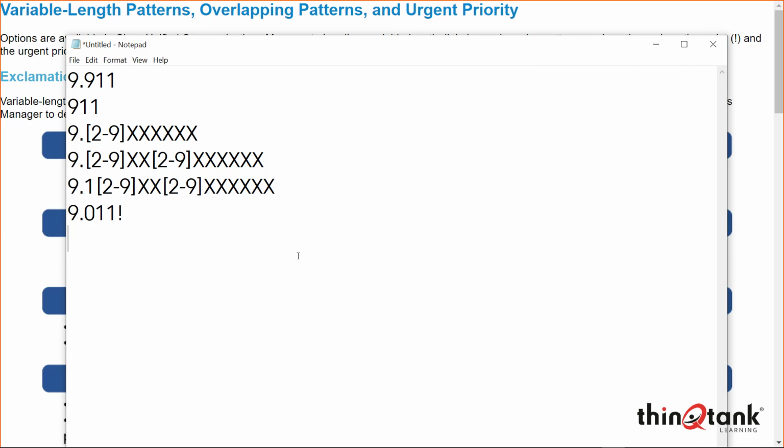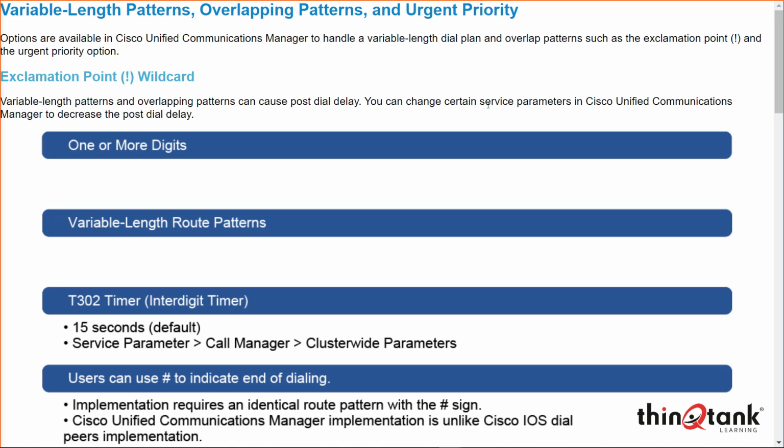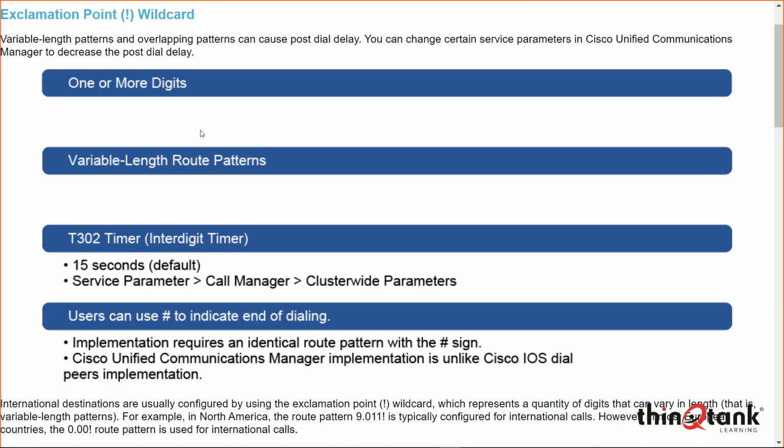All right, so I could do this, a 9.011, and put in the pound sign. The pound sign is actually defined as a termination key. So I can tell people, if you're dialing internationally, you don't want to wait for that 15-second timer to go by, go ahead and hit the pound sign at the end, and that will tell Call Manager that you're terminating your dial digits, and it can go ahead and place the call. All right. So there are several different ways that we can handle these different kinds of variable length patterns and wildcards. You just have to get used to what wildcards are available and what they represent.